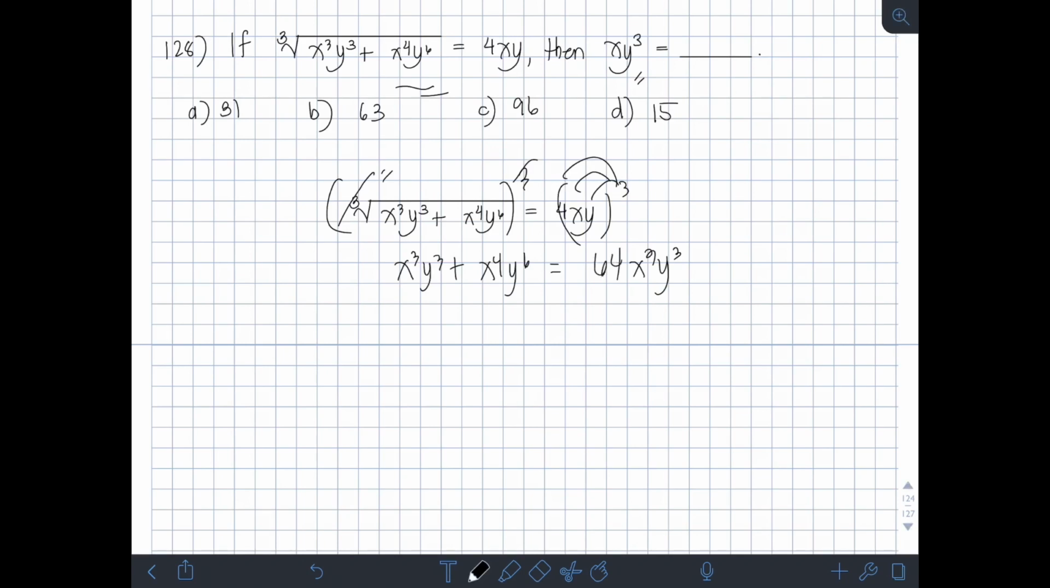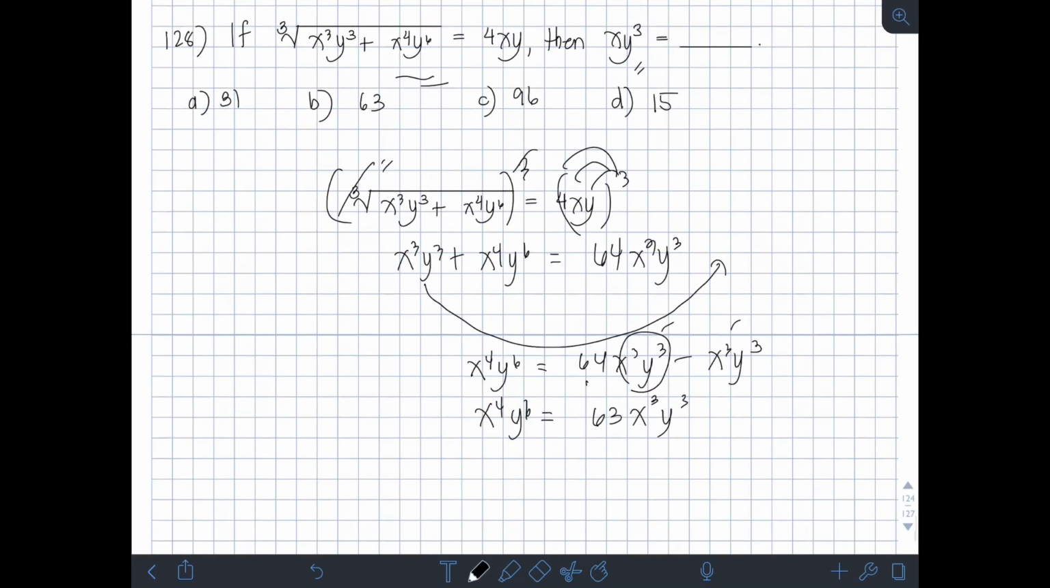Ngayon, itatranspose ko itong x cube, y cube sa right. So, magiging x to the 4th, y to the 6 is equal to 64 x cube, y cube, minus x cube, y cube. So, x to the 4th, y to the 6 equal to, so combine natin, similar terms yan, right? So, parang 64 minus 1 is 63. And then, copy natin tong variables, x cube, y cube.